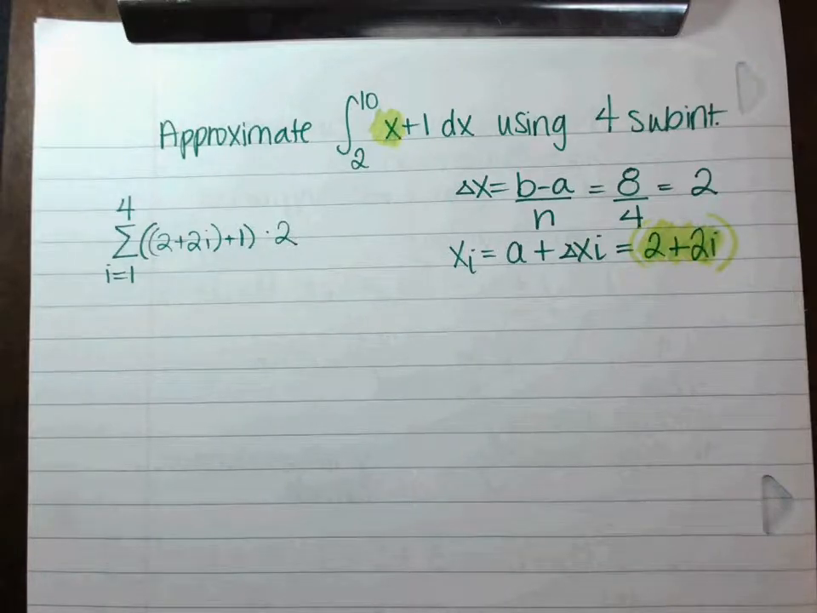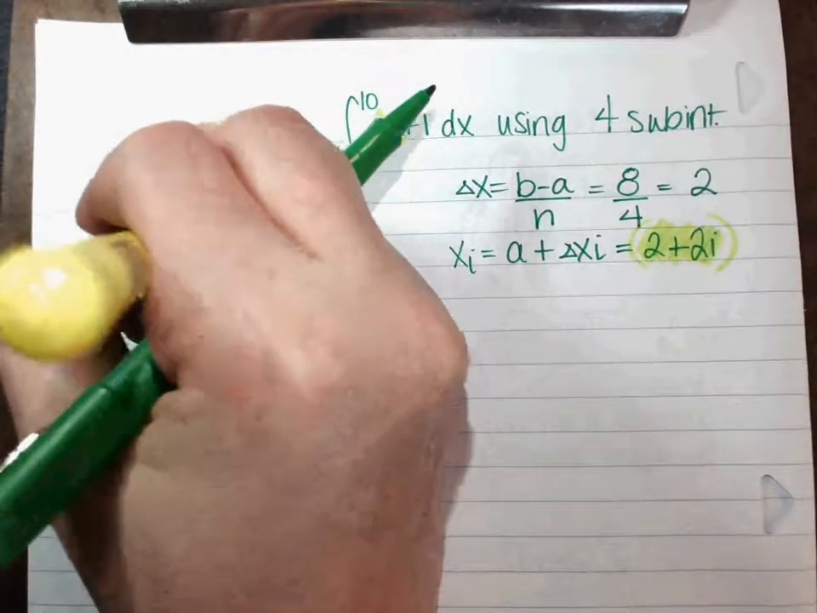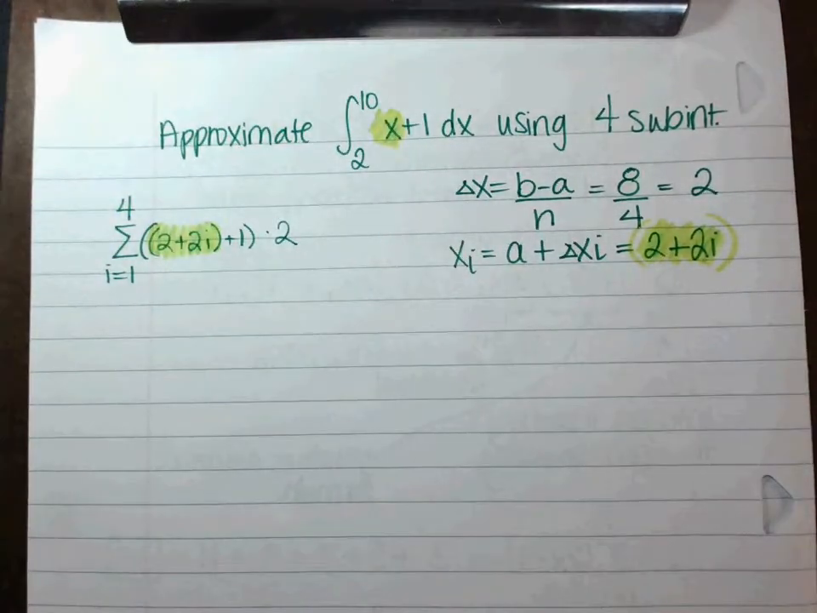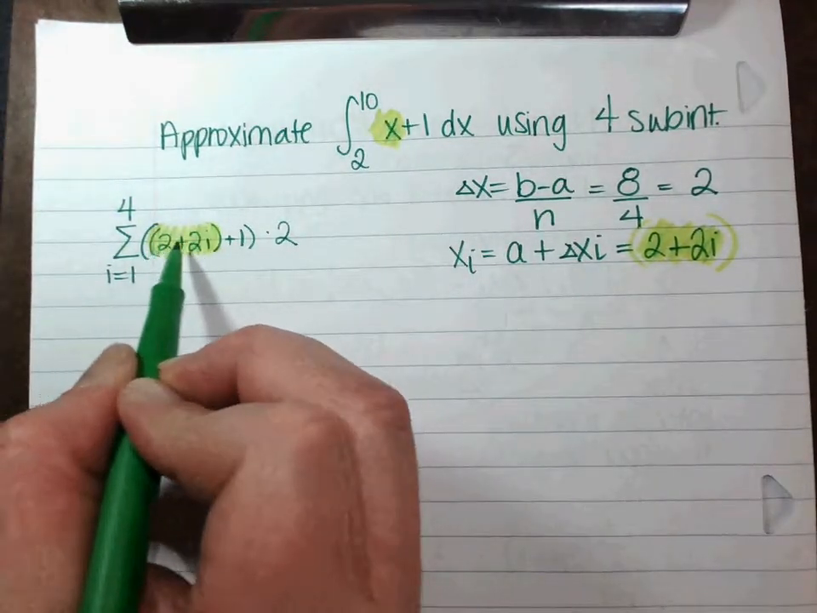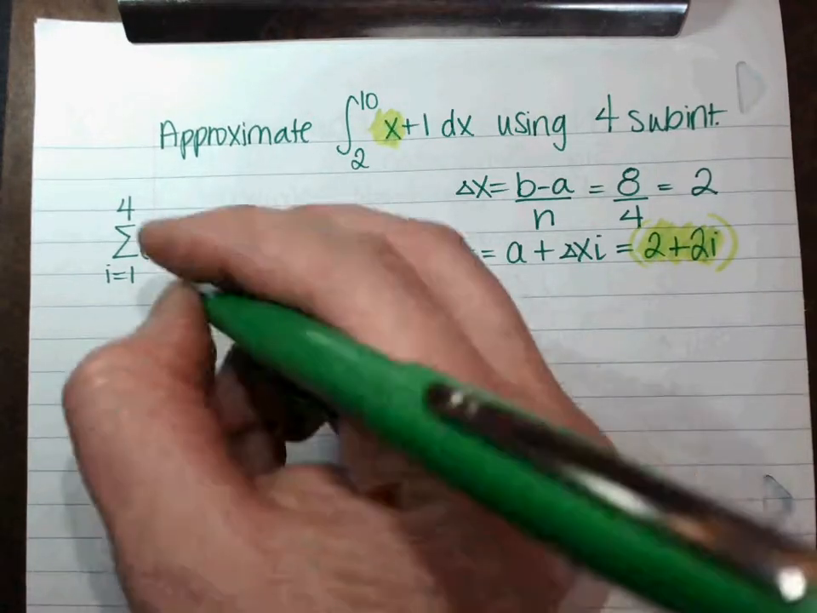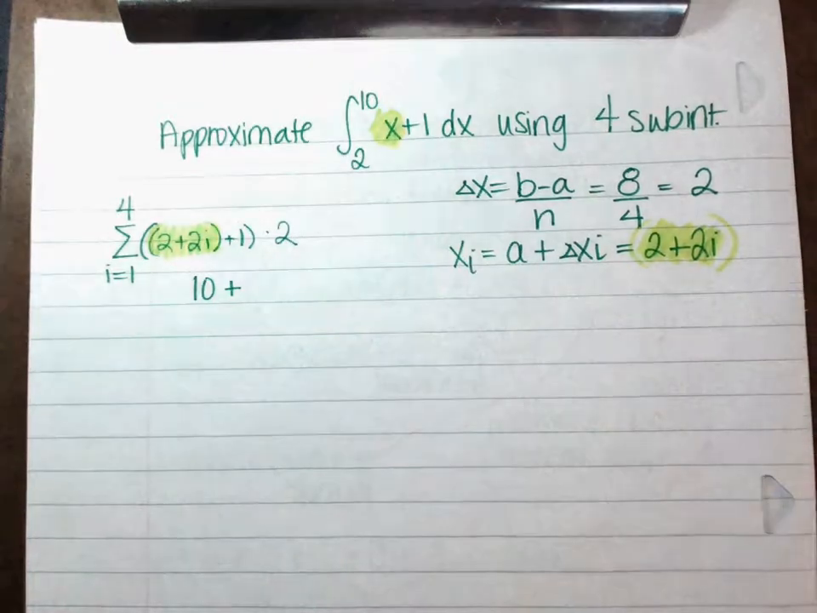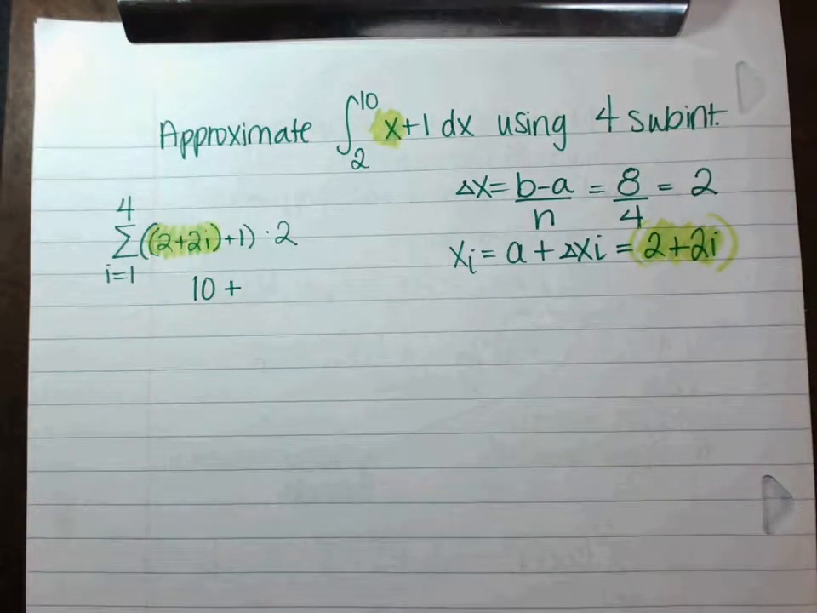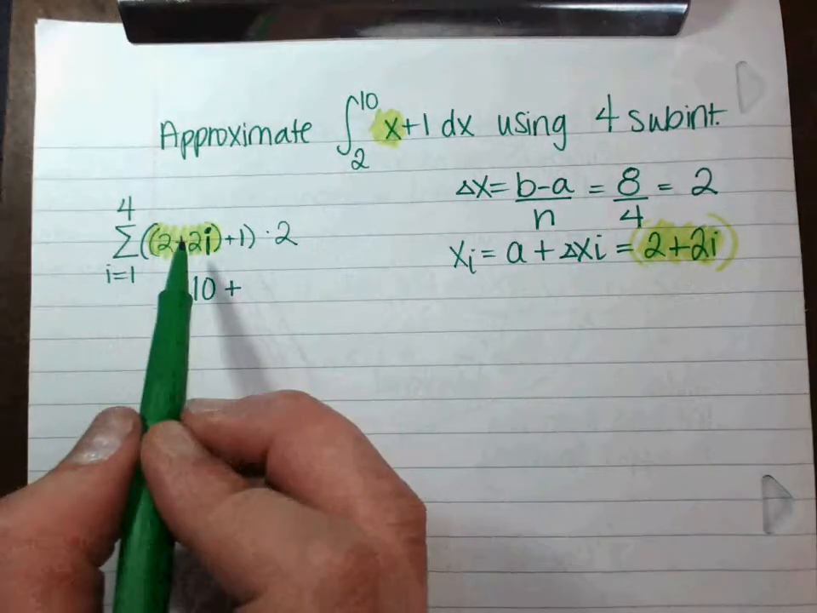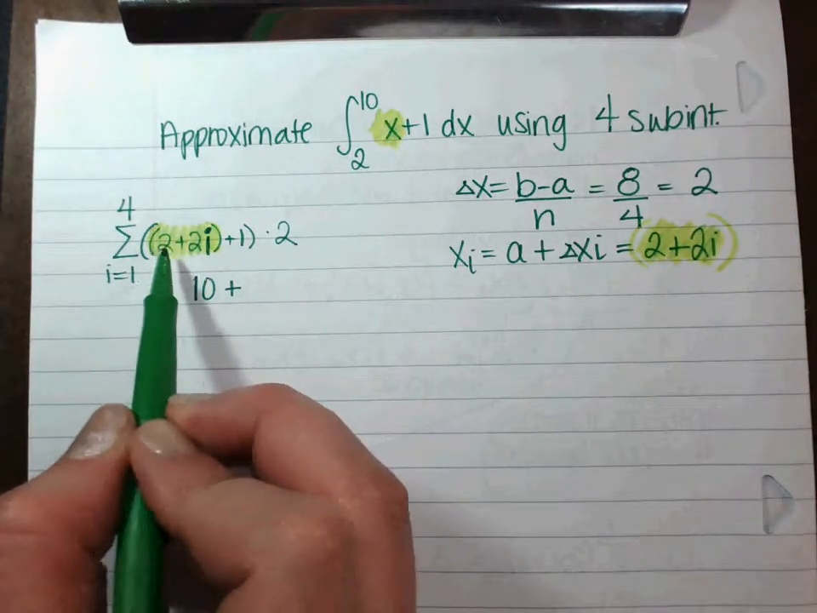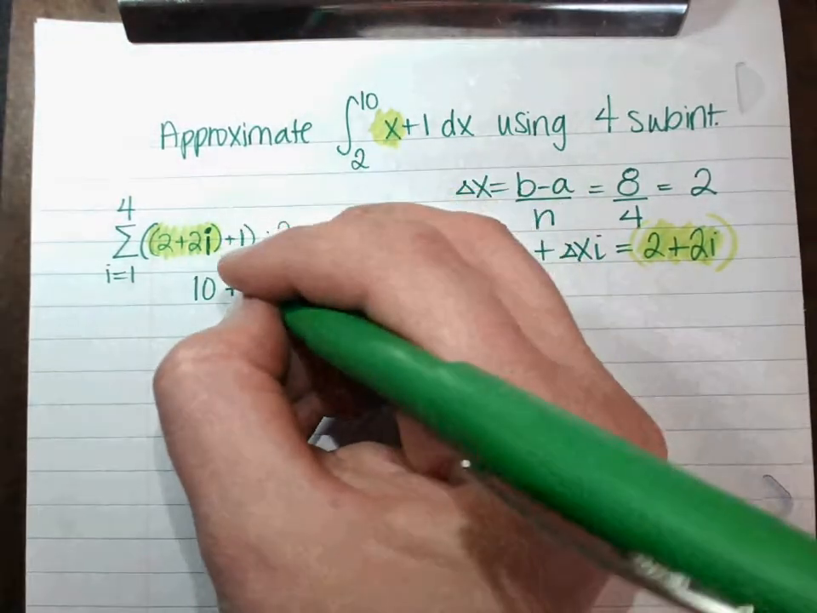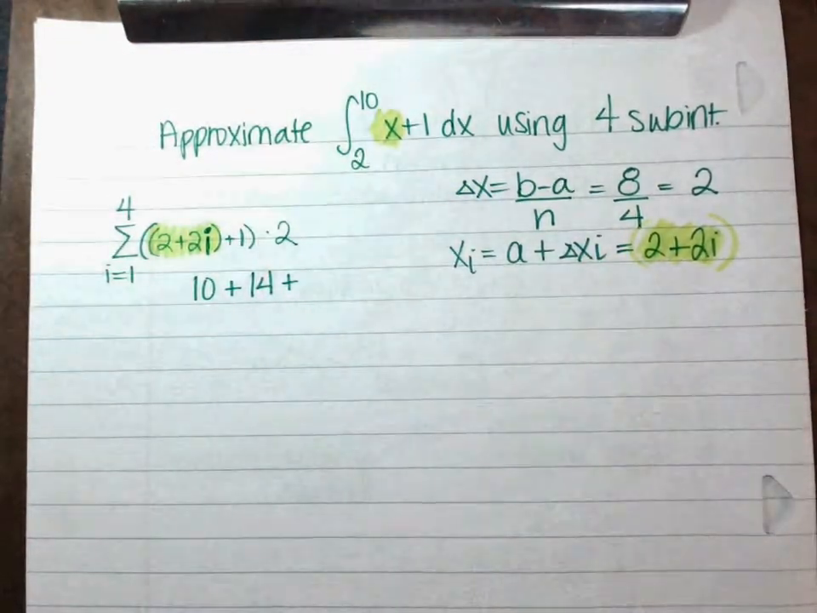So let's do 1 first. Plug in right here. We're plugging in 1. i is a 1, so that's 2 plus 2 is 4, plus 1 is 5, times 2 is 10, plus. Now we're going to take i from 1 to 2. We're plugging in 2 right here for i. So 2 times 2 is 4, plus 2 is 6, plus 1 is 7, times 2 is 14. Annoying, but not so bad, right?